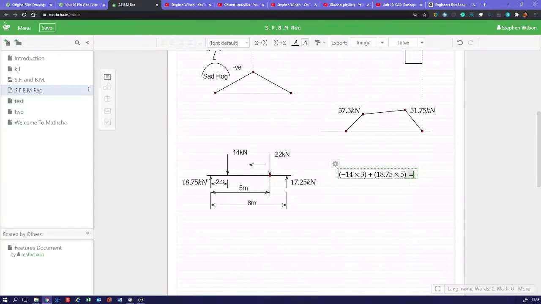Oopsie daisy. Let's try that again. Numlock. Yeah, no. Numlock. 51.75. There we go. Kilonewtons, always.